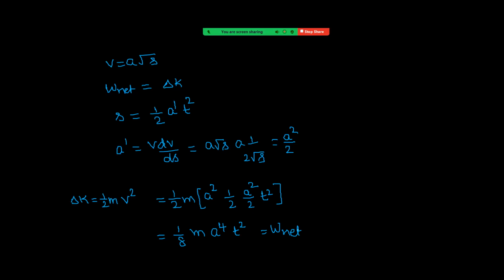So like this, we can use the work energy theorem to find the net work done. In this, what happened is we are given velocity as a function of distance traveled. So we are thinking like if we know the S value, then we come to know the V value, then we can calculate delta K. That is our key point to start the problem, right? So the final answer is 1 by 8 m a power 4 t square. Okay.